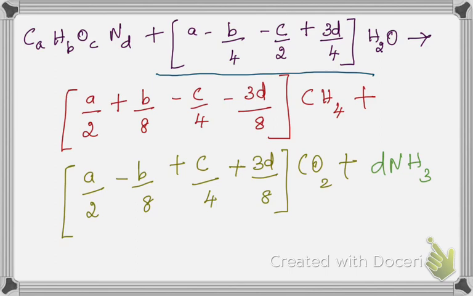Now just multiply the denominator by 2 and reverse the signs, plus and minus. So this becomes a/2, then b/8, then c/4, and then 3d/8. What we have done is just multiply the denominators by 2, and this minus sign has changed into a plus sign, and the last plus sign has changed into a minus sign. That's it. That is for methane.